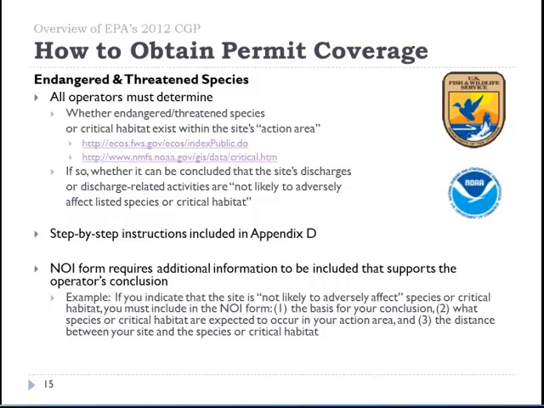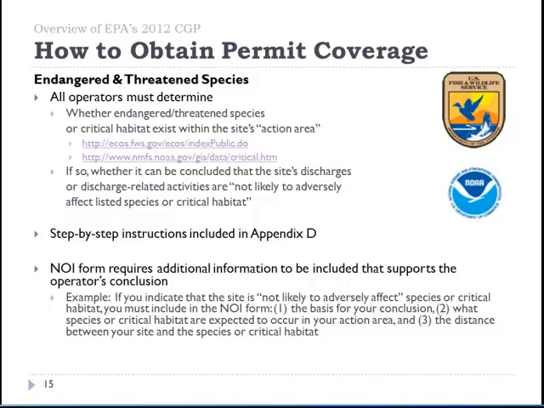And to find out information on whether species exist in your county, there are two links here that link into both the Fish and Wildlife Service's endangered species lists, as well as the National Marine Fisheries Service list of endangered and threatened fish habitat. So if you've gone through that and you've determined that you don't have species in your county, there's a way to certify that.